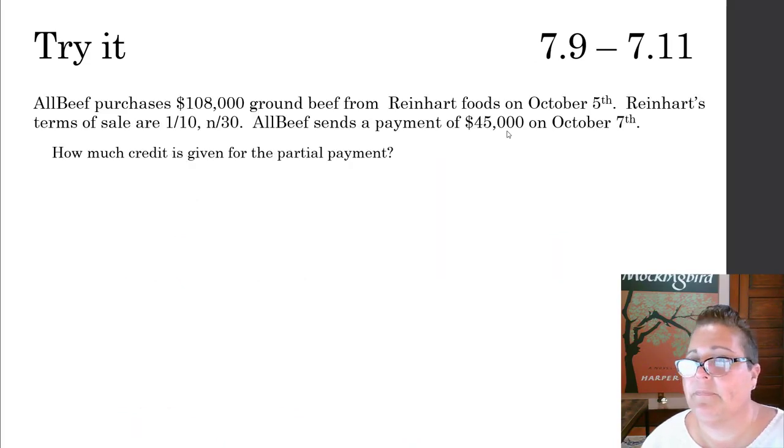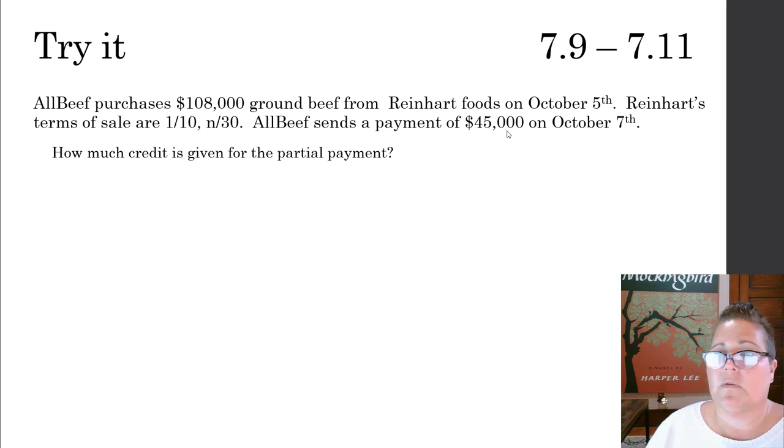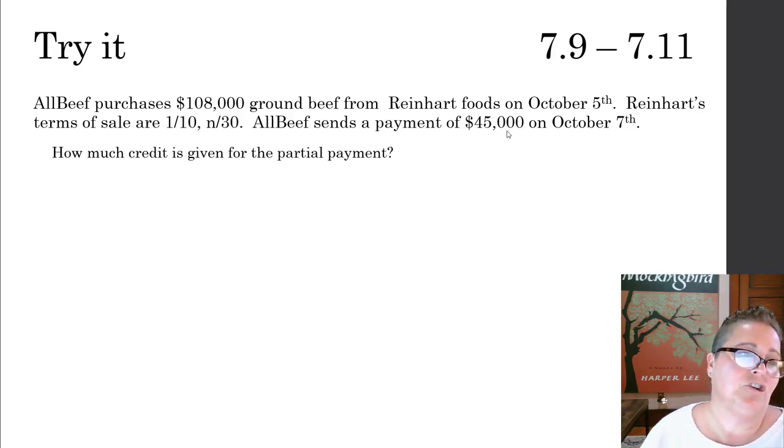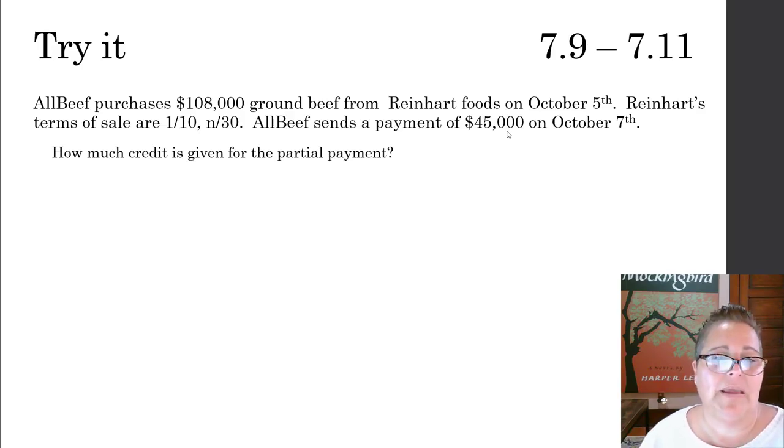All right. Second example. All Beef purchases $108,000 worth of ground beef from Reinhart Foods on October the 5th. Reinhart's terms of sale are 1/10, n/30. All Beef will send a payment of $45,000 on October the 7th. How much credit is given for the partial payment?